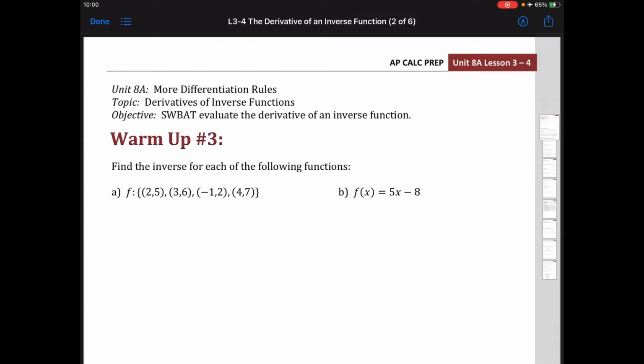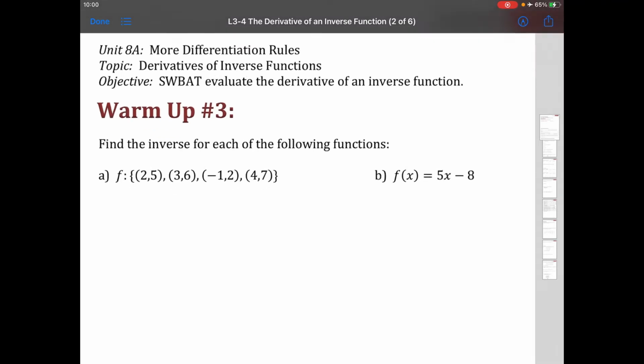Hey guys, welcome to Unit 8A, Lesson 3. Our topic today is derivatives of inverse functions. So pause the video and try the warm-up.